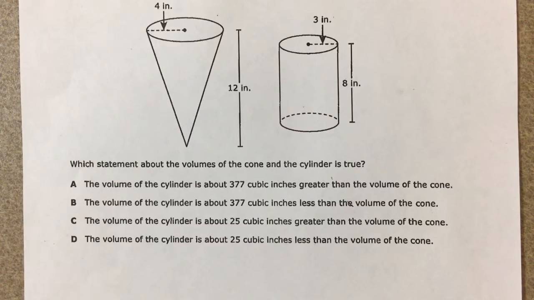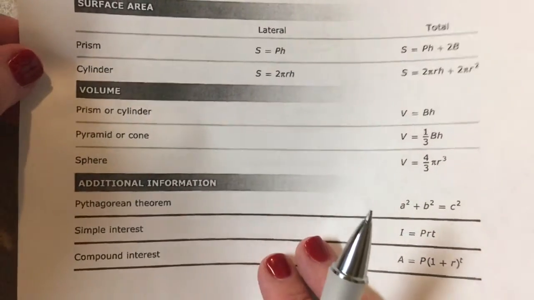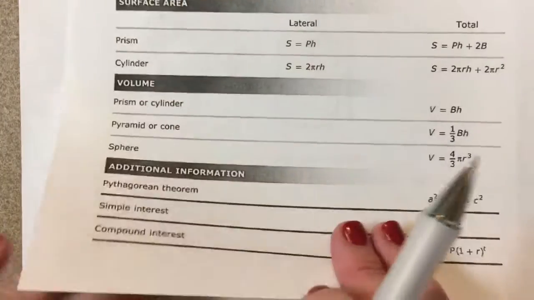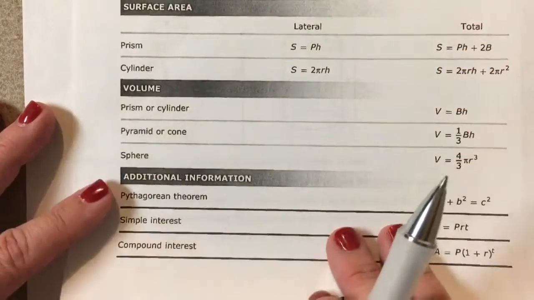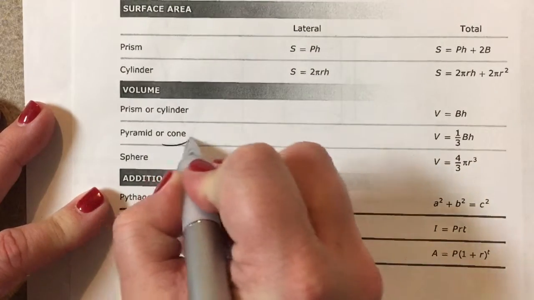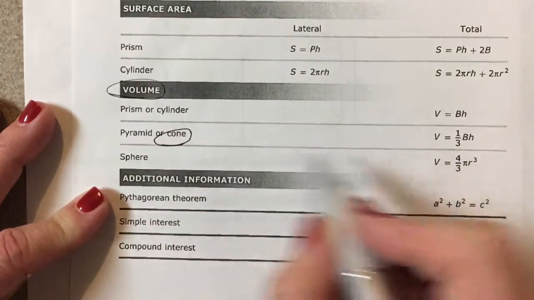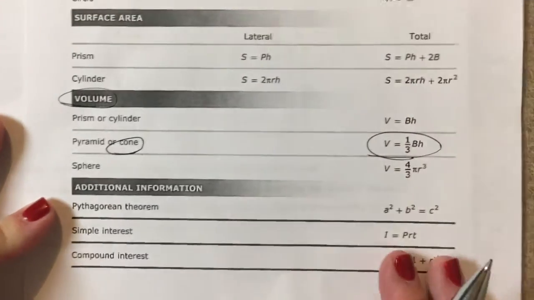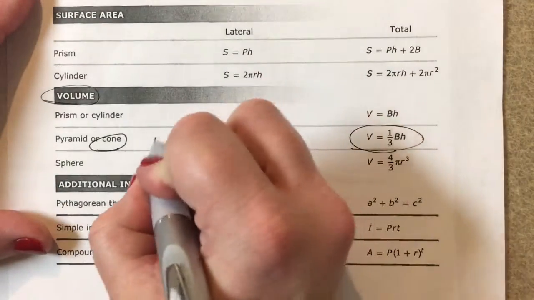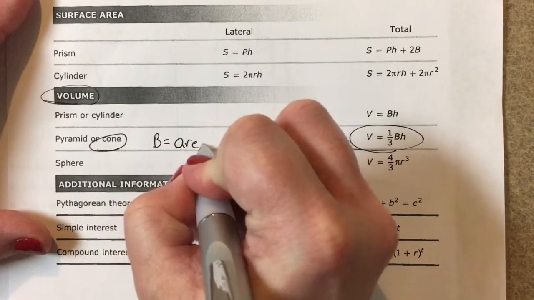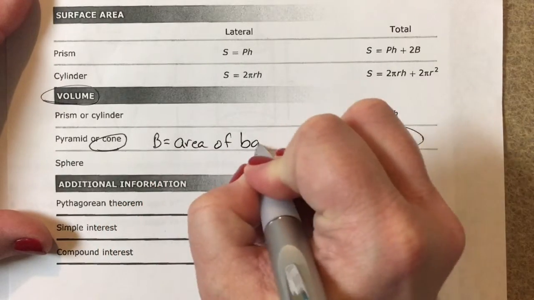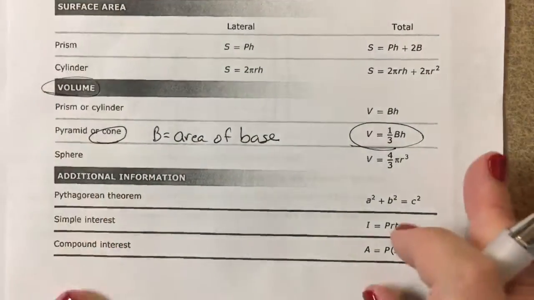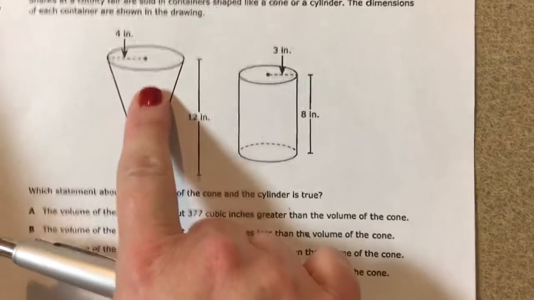Alright, so we're going to have to find the volume of each of these shapes. So you're going to need your handy dandy reference material. So we're going to find the volume of a cone. We're going to look in the volume section, and the volume of the cone is 1/3 big B H. Big B is the area of the base. For a cone, my base is the circle.